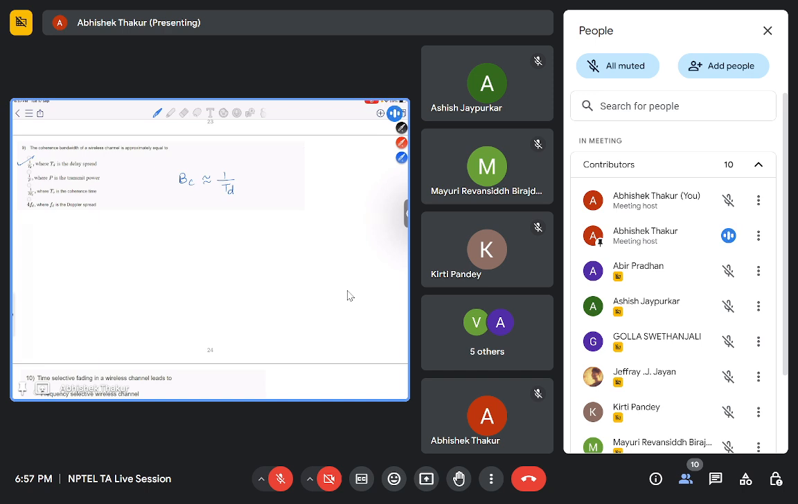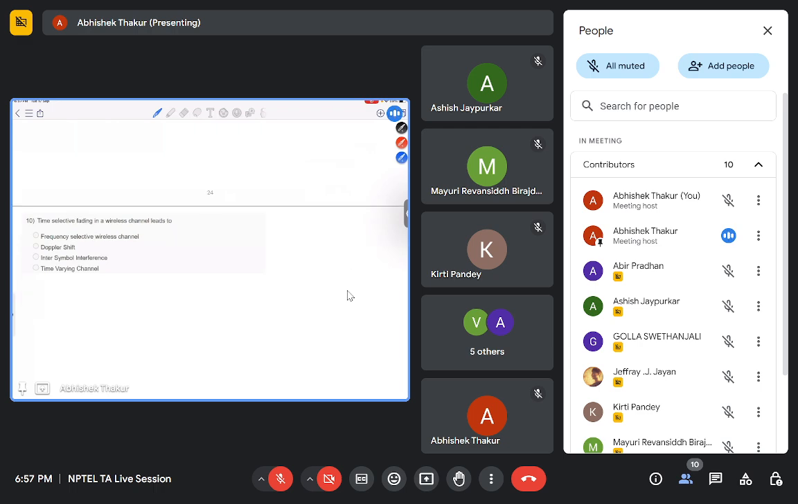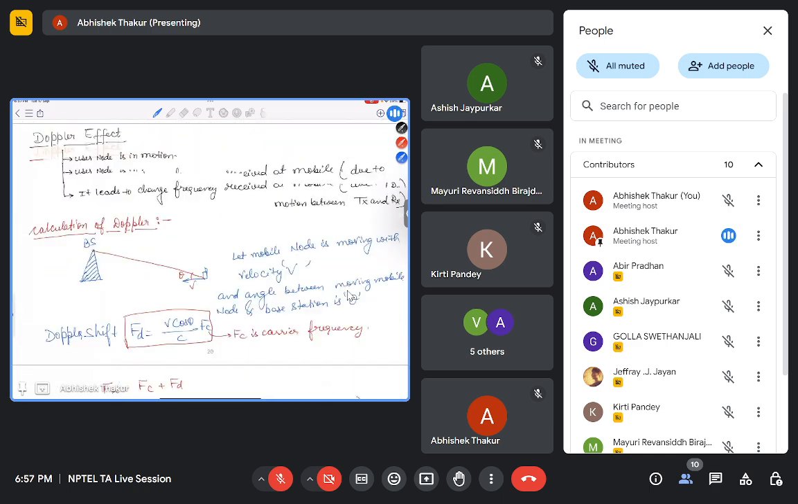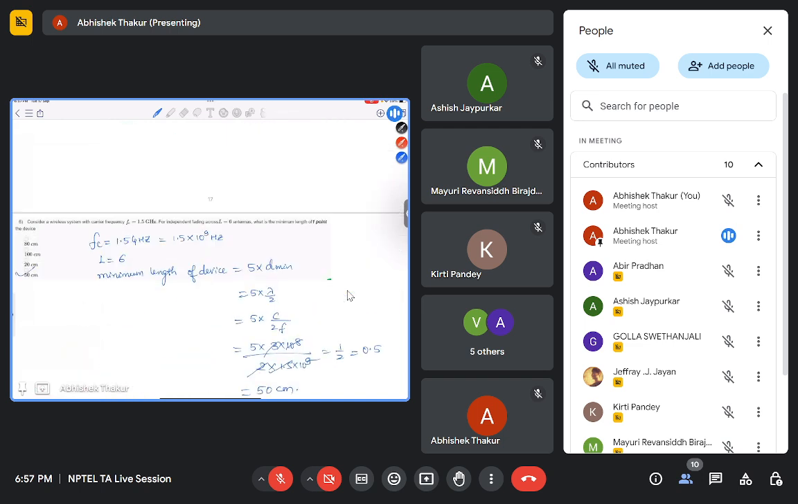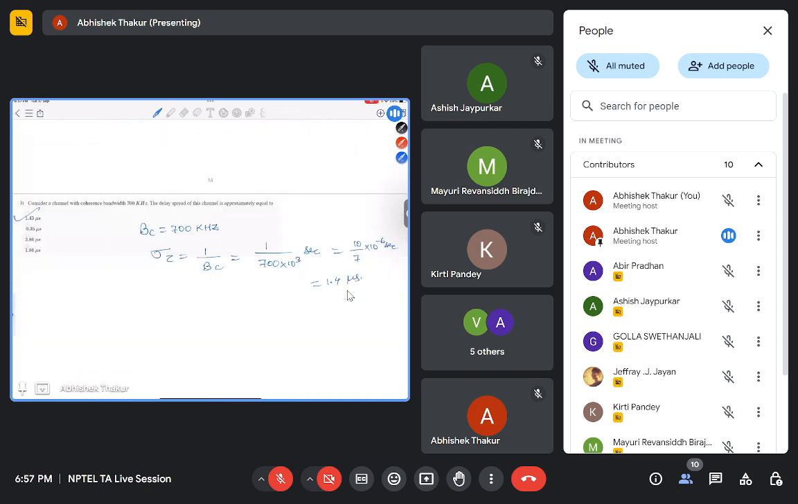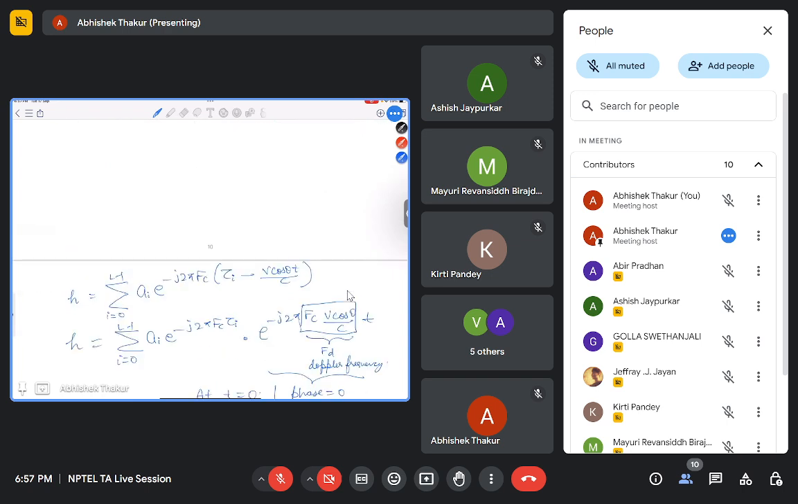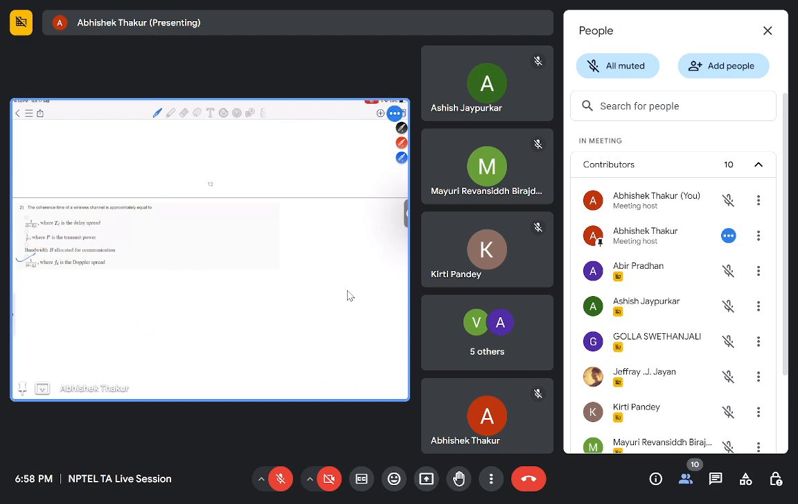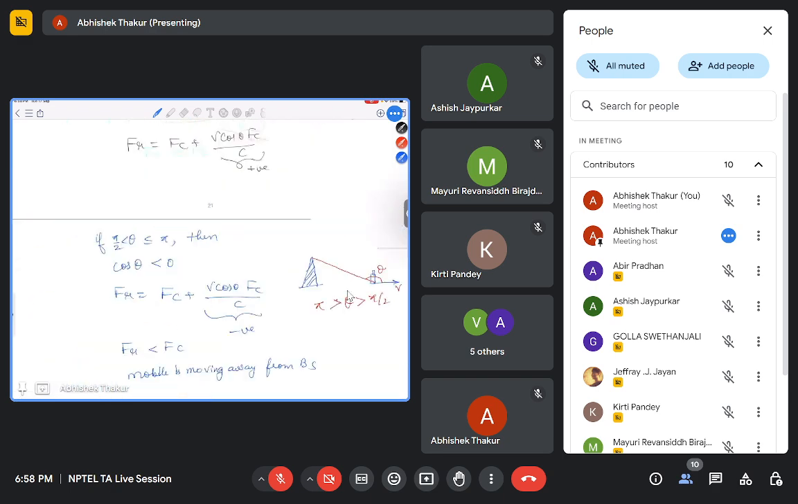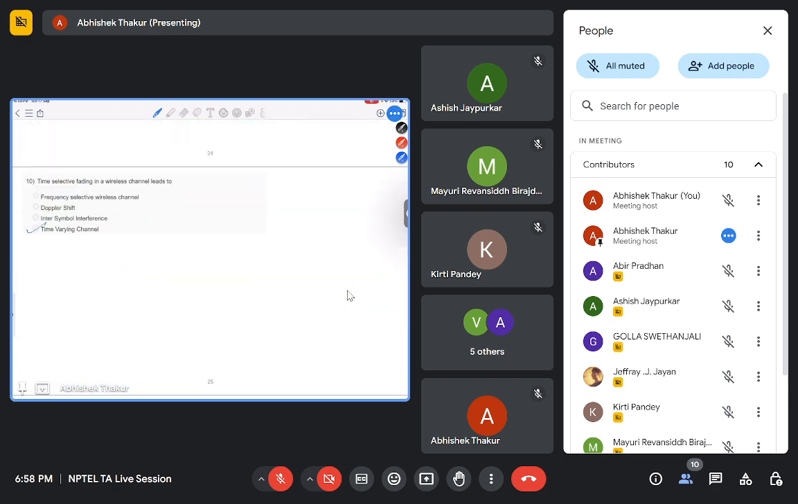Now moving to the last question. The time selective fading in a wireless channel leads to the time varying channel. As we have studied here, the angle between the user and base station changes with respect to time, and we have also studied the equation for that. Now we'll solve one last question for today's lecture.